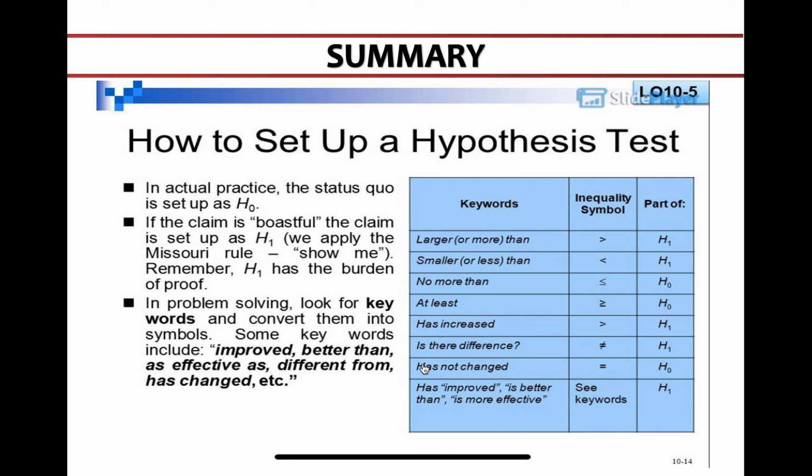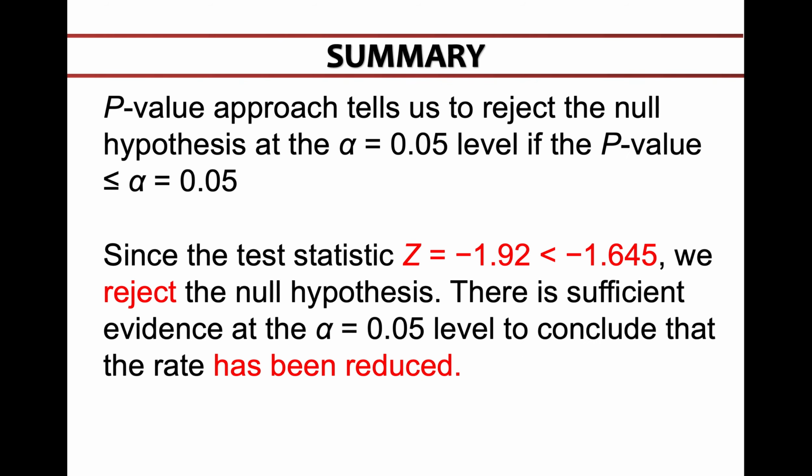In problem solving, look for keywords and convert them into symbols. Some keywords include improved, better than, as effective as, different from, has changed. So these are the keywords that you can interpret. For example, larger or more than, it can be an inequality symbol, and smaller or less, it can be less than. No more than, at least, has increased, is there difference, has not changed, has improved, is better than, is more effective. Okay, so basically these are the normal type of question that will be asked usually for hypothesis testing.